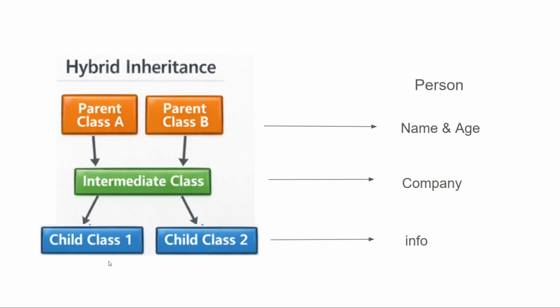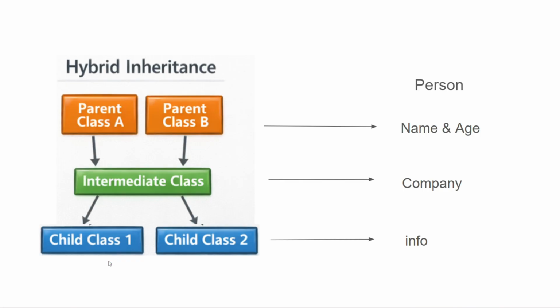And in order to explain this hybrid inheritance clearly during the implementation, I took an example of a person, with the attributes of name, age, and where the person is working, the company name, and at last printing the information gathered from all the classes. Here, the person's name is defined in the parent class A, and age is defined in the parent class B. Then the company name is defined in the intermediate class.